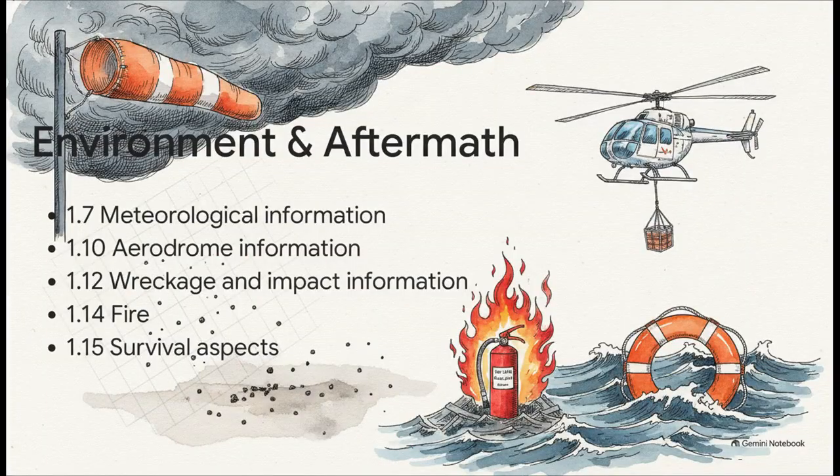From there, investigators have to systematically map out the environment and the aftermath. We're talking external factors. Subheading 1.7 requires detailed meteorological information, so both forecast and actual weather on the day. Section 1.10 covers the aerodrome conditions. Then we hit the aftermath itself. 1.12 demands a precise distribution pattern of the wreckage. 1.14 covers any fire occurrence and how effective the firefighting was. And 1.15 details all the survival aspects, like search, rescue, and evacuation efforts.